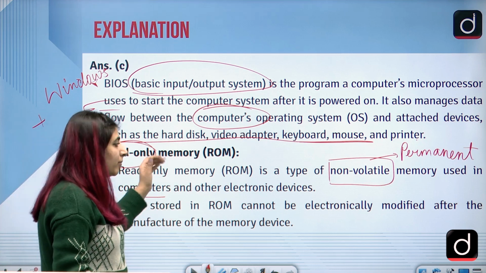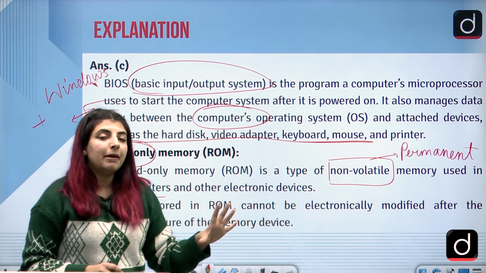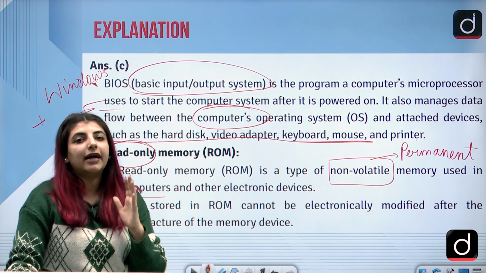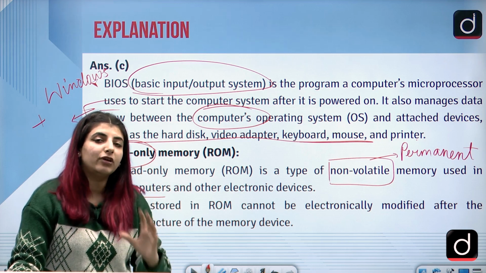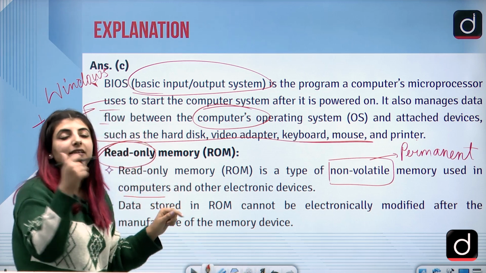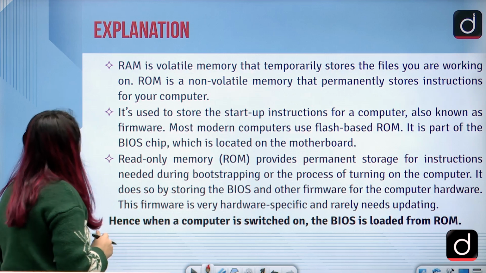Data stored in ROM cannot be electronically modified after the manufacture of the memory device. So basically, if the manufacturer has given a certain kind of coding that this program is going to work like this only, you cannot change it, because the name only suggests that it is read-only memory. You cannot alter the data, you cannot modify the data.